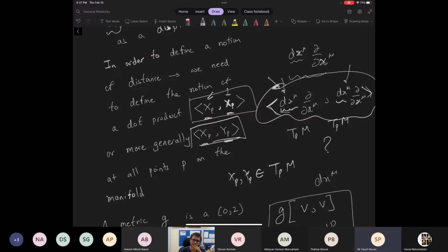Hello, sir. Yeah, Tasha. Sir, for a manifold, we are saying that there is no notion of distance measure. That is why we are providing this metric. But this metric is a 0-2 rank tensor, and it is also a tensor field. A manifold doesn't come with a tensor field. It comes with a tensor space.